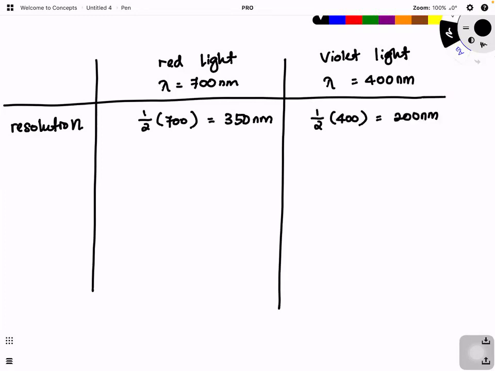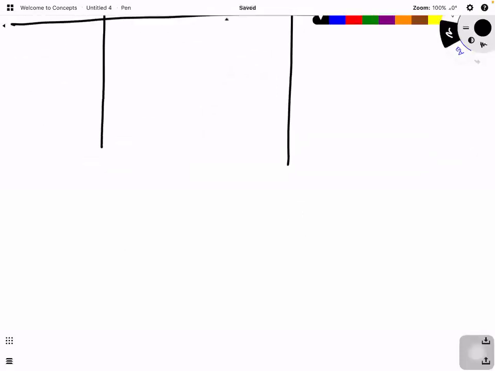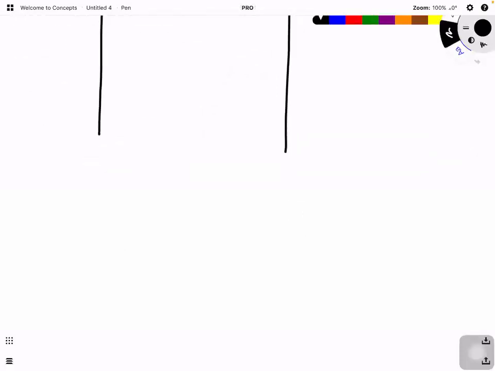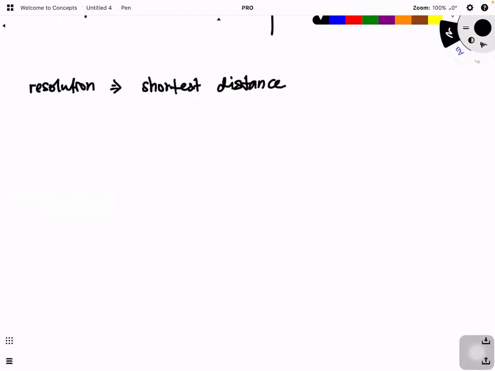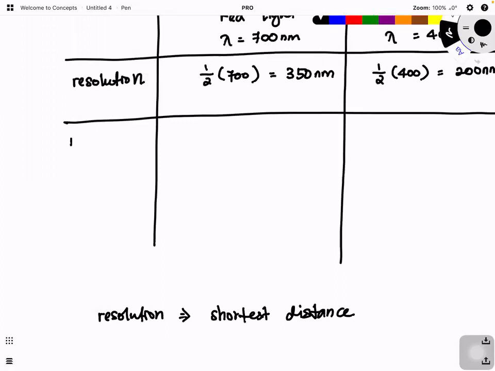So what does this resolution actually mean? Okay, so let me show you. If you look at this resolution, it's the shortest distance. Always remember, it's the shortest distance where my optical instrument can distinguish it as 2 points. Okay, so now what does this mean? Let's say first scenario, first case, first example.